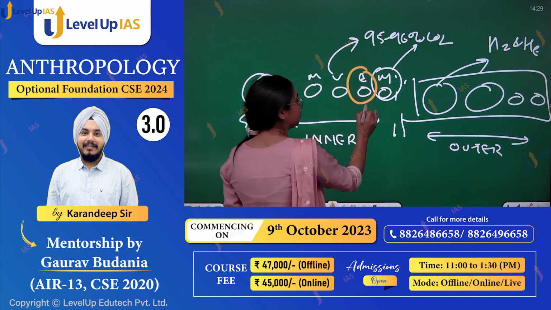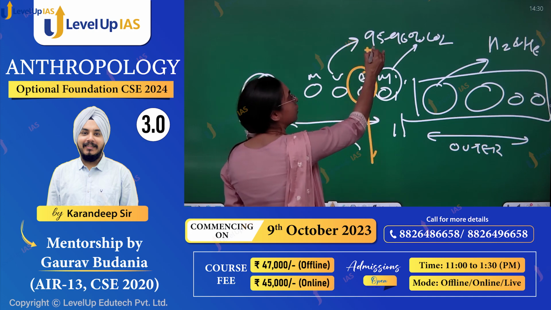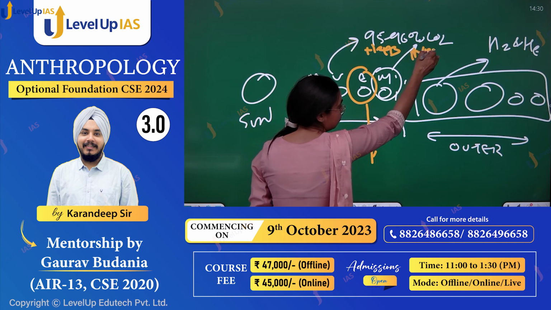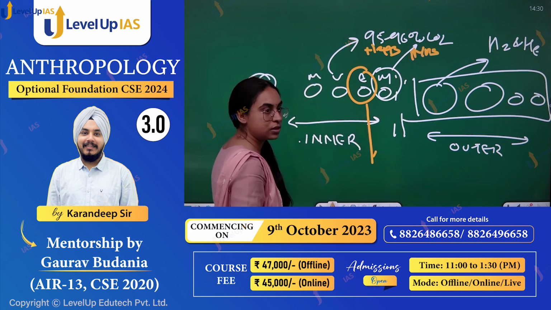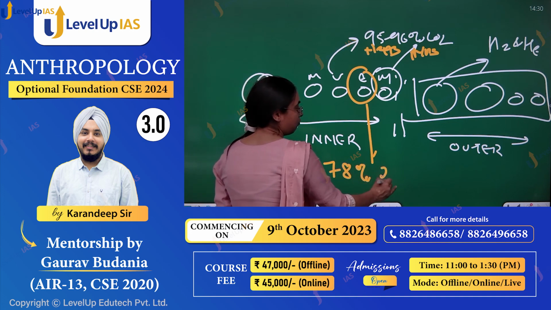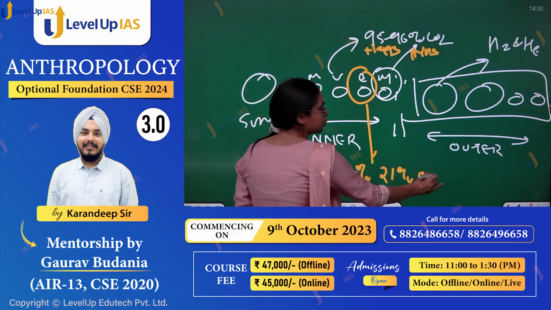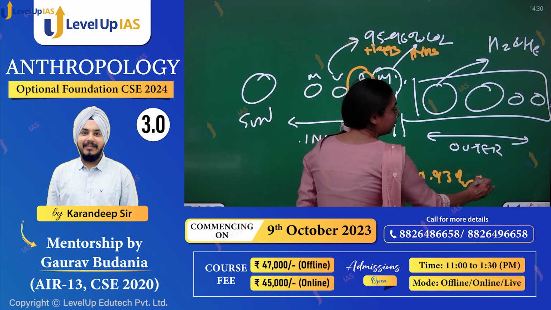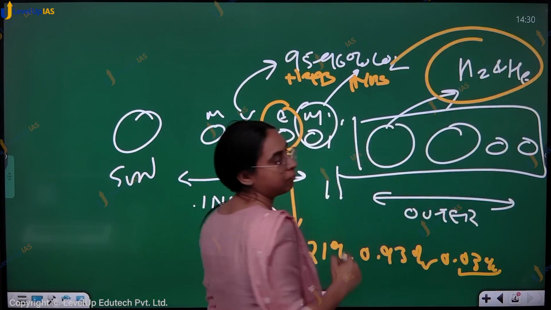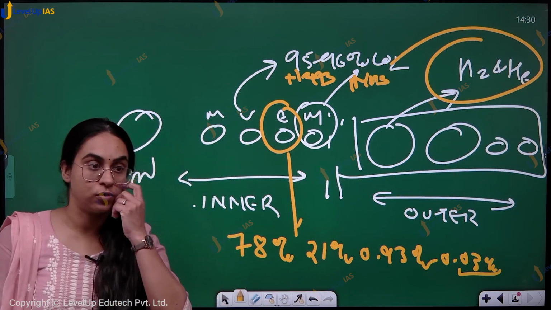Why is my atmosphere so unique? It is not that nitrogen is absent elsewhere. Venus also has nitrogen, meaning ammonia; there are ammonia clouds. Nitrogen is there too, but then why is my atmosphere so unique? What happened? Why don't I have hydrogen and helium? Why don't I have as much hydrogen and helium?